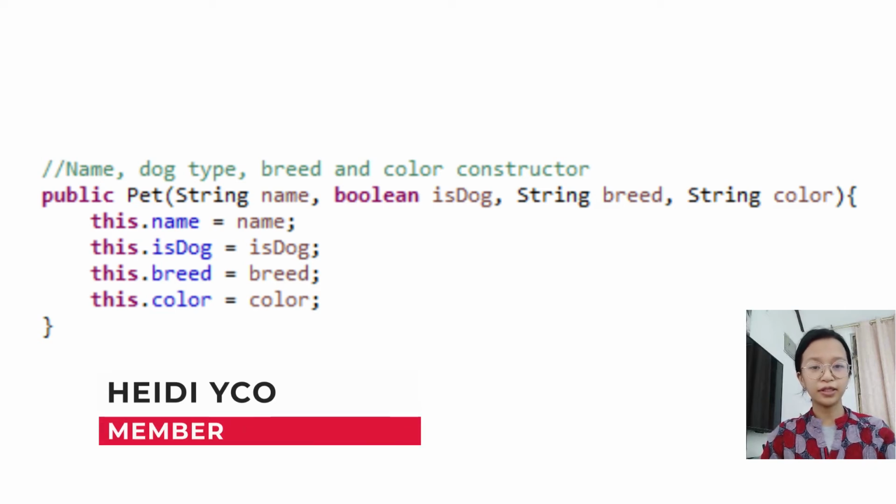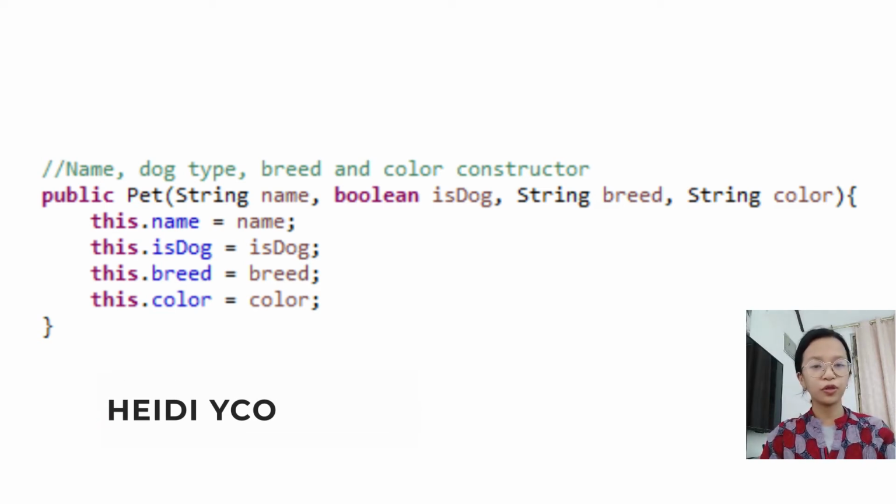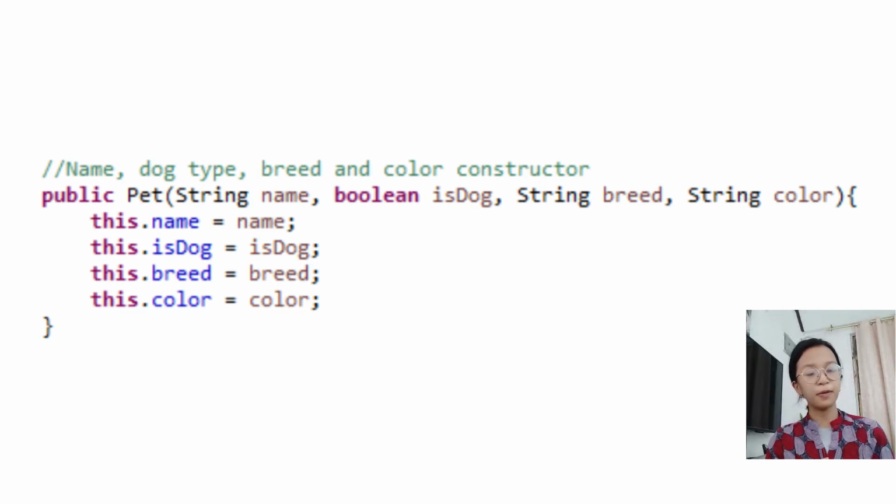Hello, I'm Heidi Lunging Iko. I'm here to explain the third constructor, which will only accept name, isDog, breed, and color. Inside the parameterized constructor, we assign the parameter values to each class field to initialize their values and use the this keyword for identification of the accessed class field. Hence, a line in the block of code will be the this keyword, dot notation, name, equal sign, name class field.